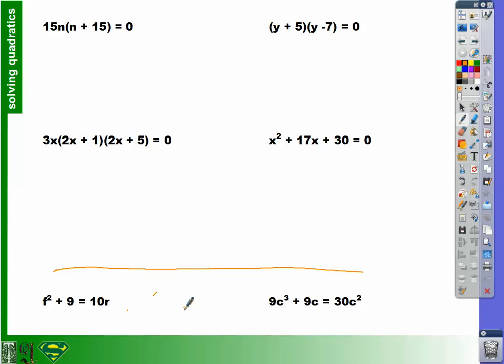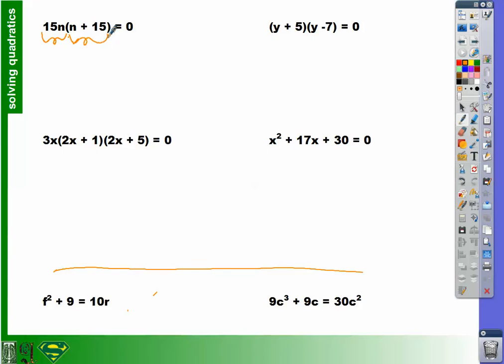For the first one, we have 15n times the quantity n plus 15 is equal to 0. Here's what's happening. We have one number right here, and a second number right here. When you're multiplying 2 numbers together and it equals 0, what must one of those 2 numbers be? Zero. So one of those 2 numbers must be 0. Does it matter which one is 0? No. Either of them can be 0. So we have 2 possible answers.